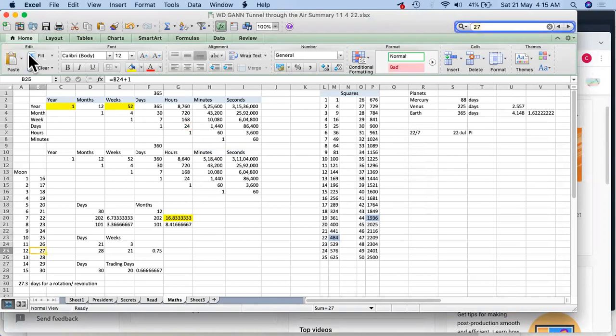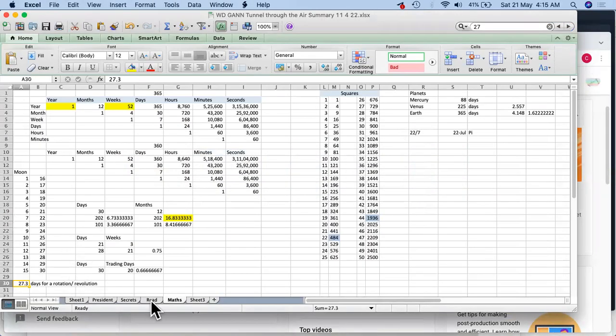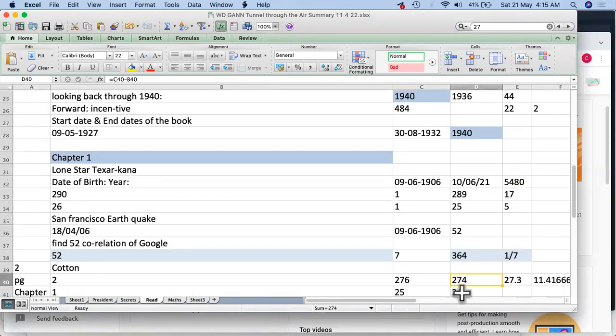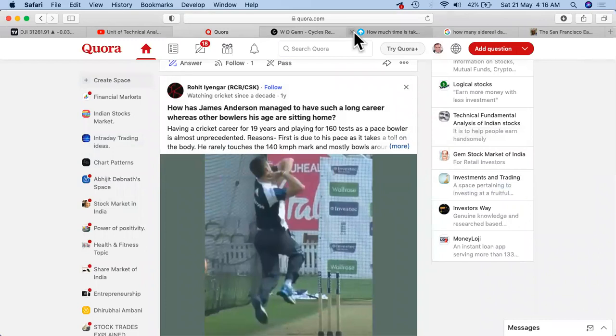Let's try by 27. 27 in the moon cycles, we are seeing 27 days. And we see 27.3, which is the days of rotation and revolution of the moon around the earth, right? So this is the information and correlation between 274 and 24. 24 we understand is the number of hours required by earth for one rotation around its own axis, and 27.3 is the time required by moon to revolve around the earth and also to rotate around its own axis. Let's try to search something on Google about this part.